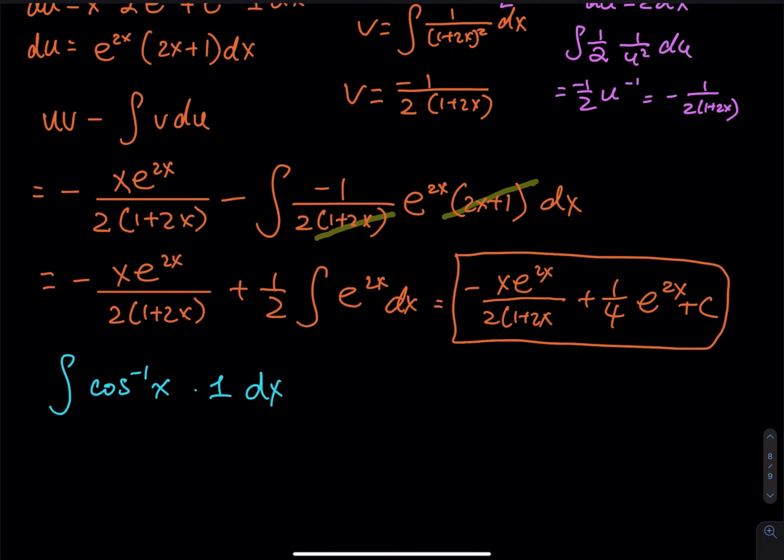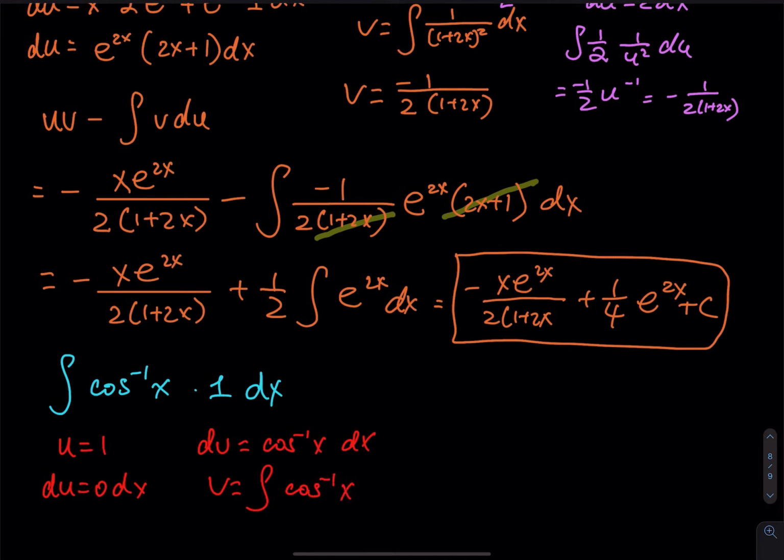So this one you can run into a mistake by doing this. Let's do the mistake in red. If you let u equal 1 and du equal 0 dx, and then dv equals inverse cosine dx. When you find v, v is the integral of inverse cosine x dx.